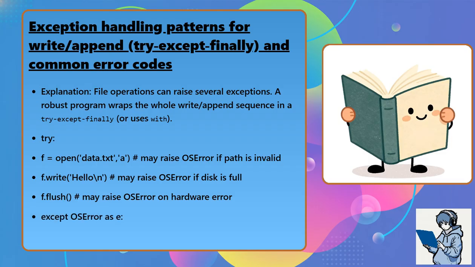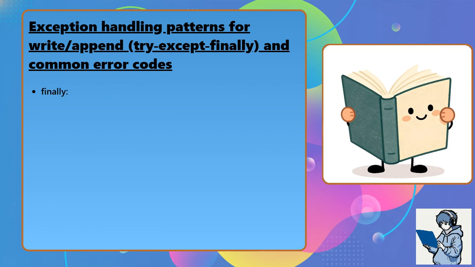except OSError as e: four spaces, print(f'file error {e.strerror}'). finally: four spaces, if 'f' in locals(): eight spaces, f.close(), which ensures the buffer is flushed.